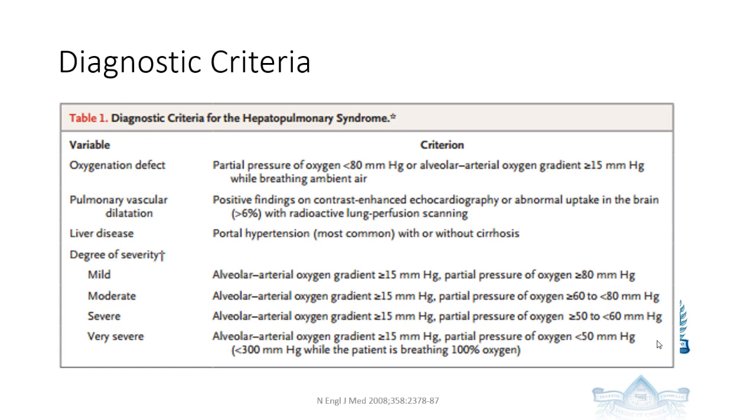You should also demonstrate evidence of extracardiac shunting on an echocardiogram, and obviously these patients do have portal hypertension. The severity is mild when we only have an AA gradient that's more than 15 with a PO2 above 80. It's considered moderate when the PO2 is between 60 to 80, and when it's between 50 to 60, it's considered severe, and very severe if it's less than 50.